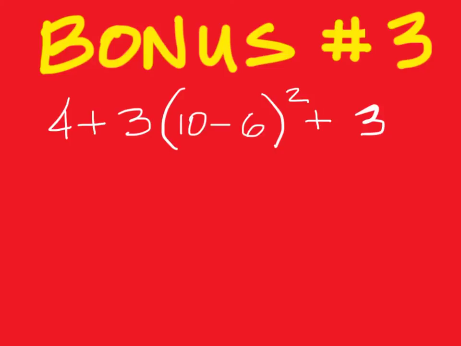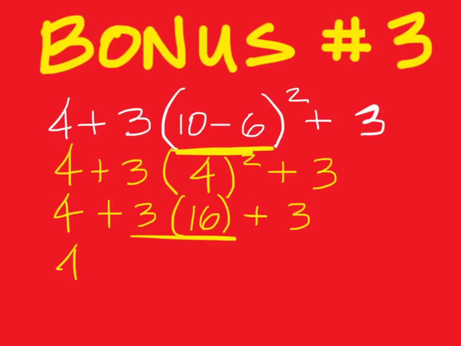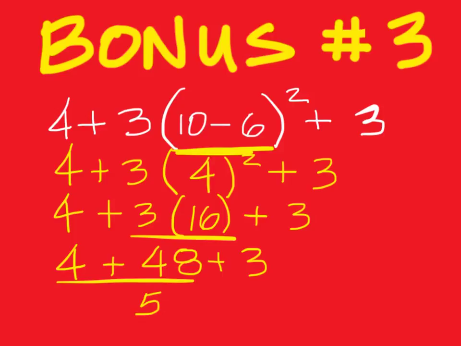You have to go in here first and do 10 minus 6. When you do that, it is 4. Now, you have the square symbol on that 4. So 4 squared is what? Not 8. 16, yes. And then you have to do multiplication, which is 3 times 16. That would be 48. And 4 plus 48 is 52. Plus 3 is 55.